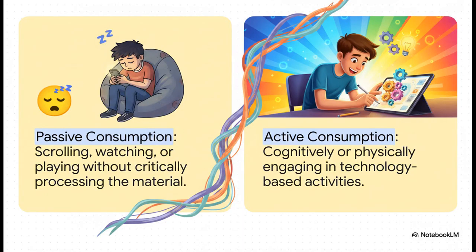And this slide right here perfectly illustrates that crucial difference. Over on the left, you've got passive consumption, just mindlessly scrolling or watching a video without really thinking. But on the right, that's where the magic happens, active consumption. That's where students are cognitively switched on, thinking critically and physically interacting with the material. The whole goal of the Tech Toolkit is to constantly push learning from that left column over to the right.